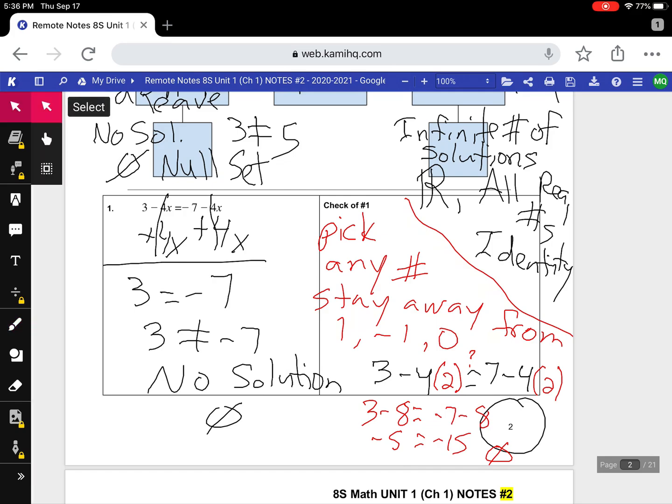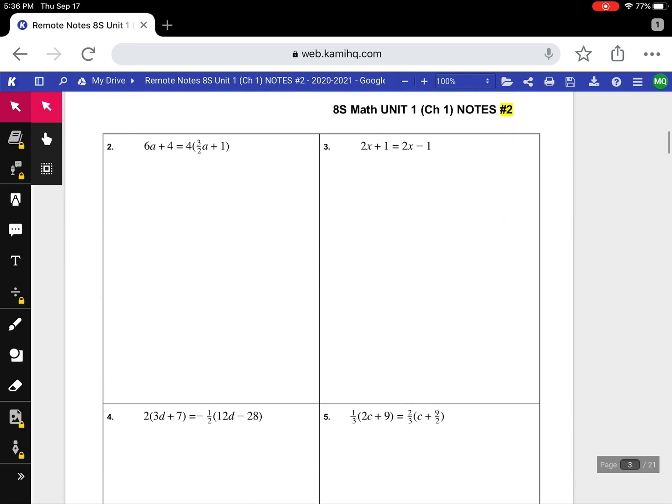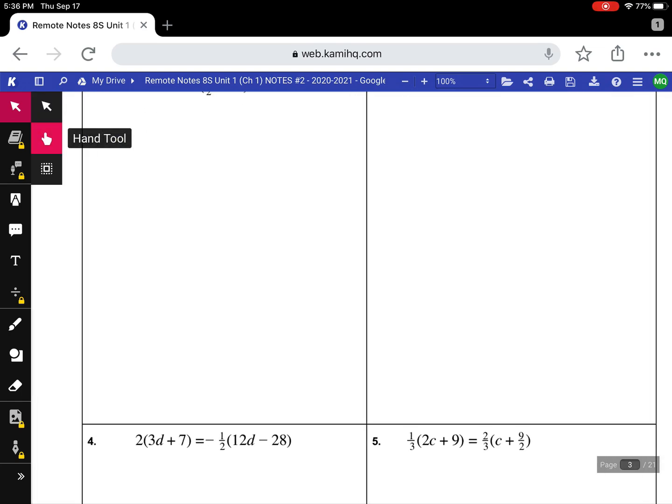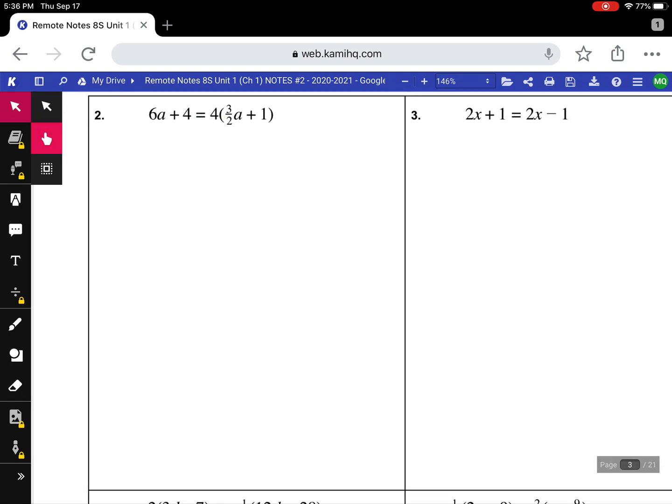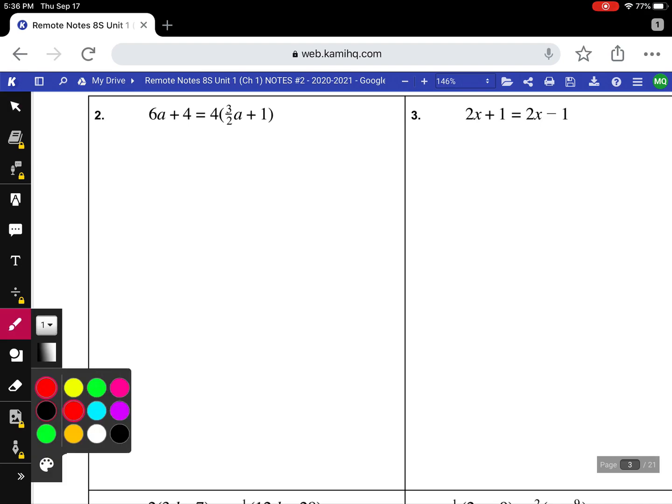Okay, moving right along, let's flip to page 3. Okay, and we can see problem number 2 here. I'm just going to blow this up so we can actually see. And let me get back to my black ink here. 6a plus 4 equals 4 times the quantity, 3/2 a plus 1. I'm going to go ahead and solve this just like I would any other time.